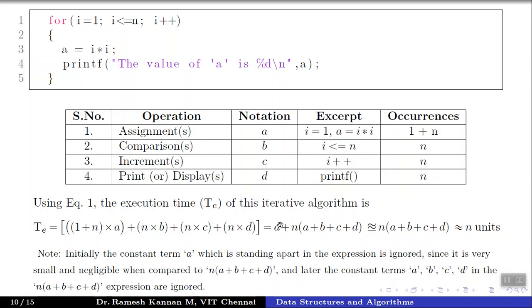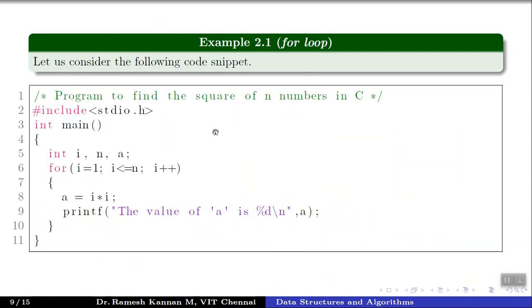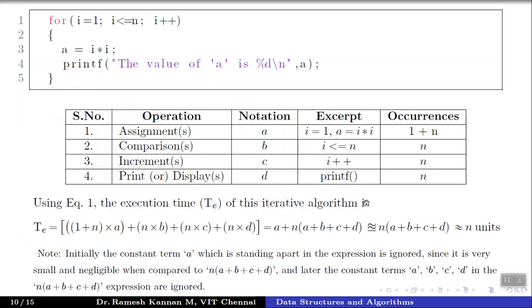Since this is a very standard constant, we can ignore that. And then in the final computation, we can ignore all these constant terms, and that will leave us with the constant n unit. So the operating time or the execution time of this algorithm, this particular for loop, is n.